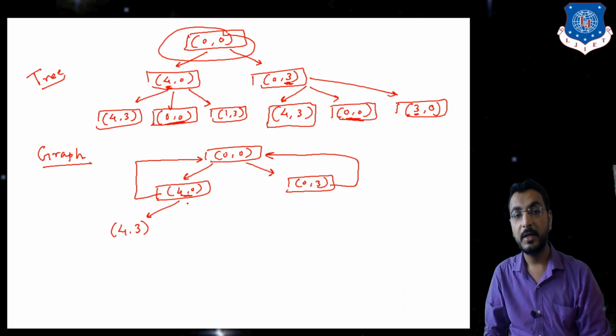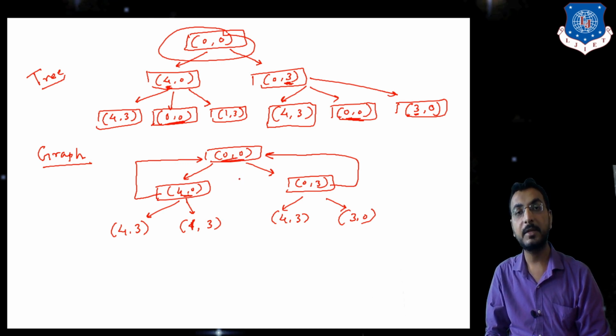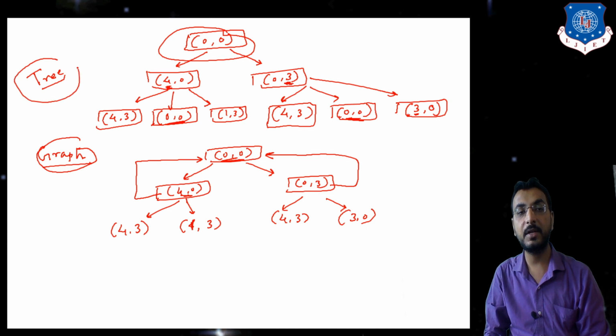So here only the redundant node will not be displayed. Here there will be one more node, 1,3. Here it will represent 4,3 and here it will represent 3,0. So can we say that the repeated node 0,0 is not shown once again, because it has already been encountered? So this is the graph representation and this is the tree representation.